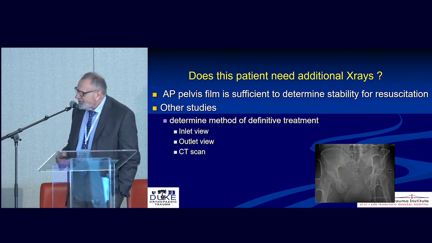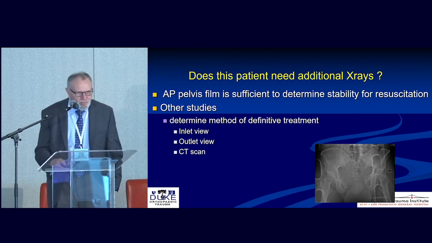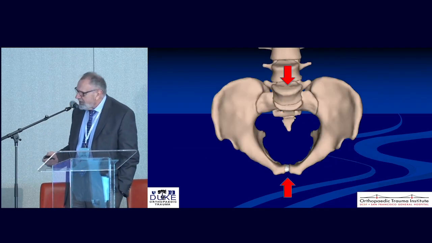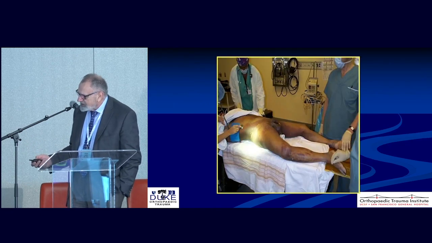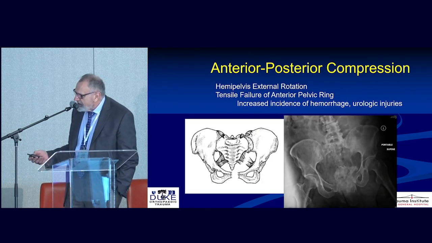Okay, so we think about the AP pelvis is enough right now and you're in the ER. We're going to need other things later on to figure out what to do about it. But for right now, it's enough. And to your point, the anterior-posterior compression, there's this axial loading along the axis of the skeleton, and it externally rotates. You can see the external rotation here in this picture. And so here we go, an AP compression injury.